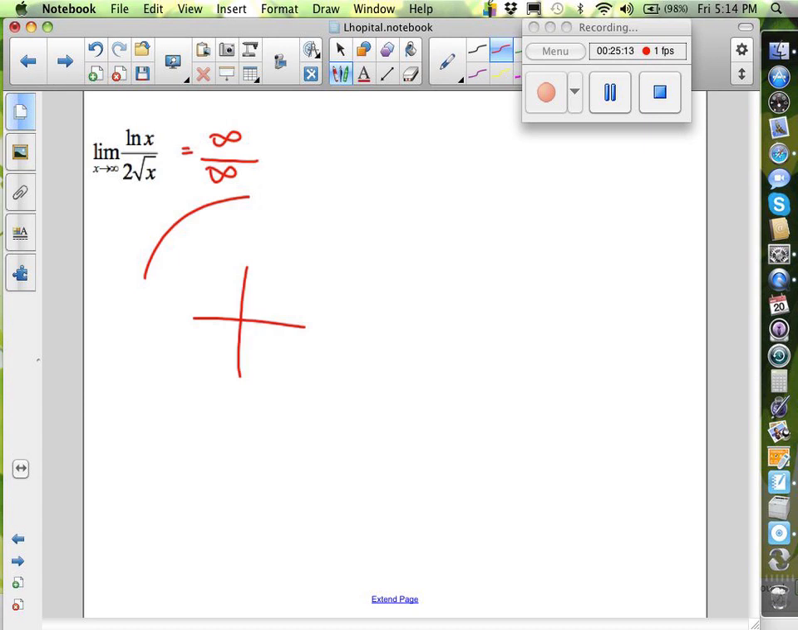Because the natural log of x looks like that, and that kind of looks a little bit like a square root. Sort of looks like that too, though they're not the same values by any stretch. They will keep increasing. So it's the indeterminate form. We can find the limit by using L'Hopital's rule.